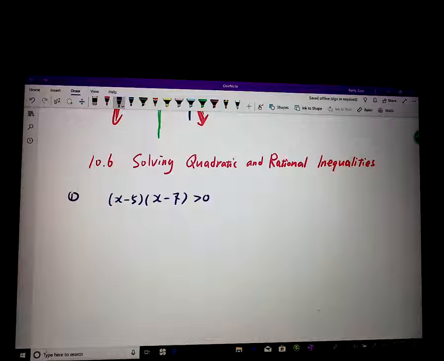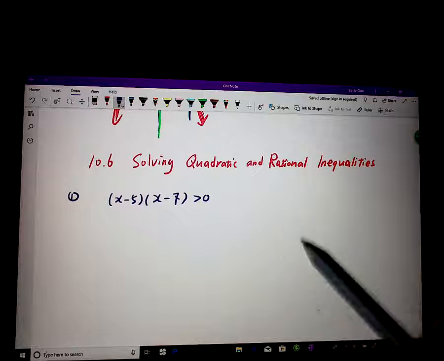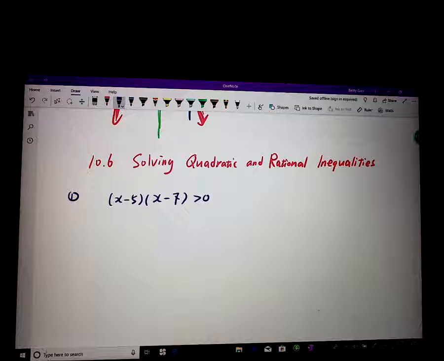Hello everyone, in this video we are talking about section 10.6, solving quadratic inequalities and also solving rational inequalities. So two types of inequalities. I try to make the video short. Maybe we are going to make 3 videos for this section. Let's look at example 1 in the notes.